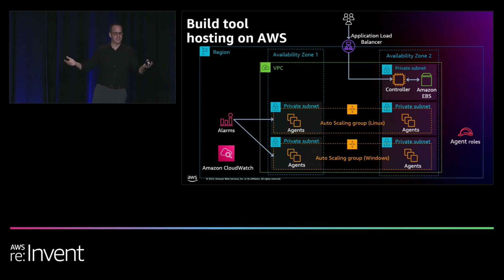If I have a little load, maybe it's a weekend, maybe go all the way down to 0. And that way I get a fully elastic, very efficient, and cost-effective solution with the same tools just running on AWS. And that's just one architecture.